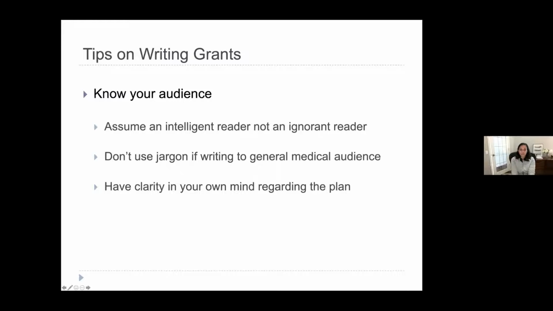And don't use jargon if writing to a general medical audience. Almost universally, there's jargon in our writing. It doesn't matter if you're a neuroscientist writing to a neuroscience panel or a basic scientist writing to a basic science panel: minimize jargon, communicate in lay language as much as possible, and communicate to the emotion of the reviewer. You have to evoke emotion with your writing. You have to compel them to fund your study.